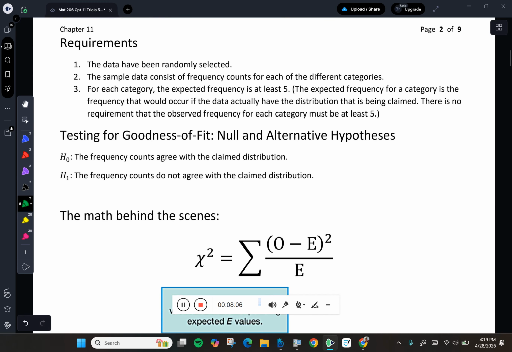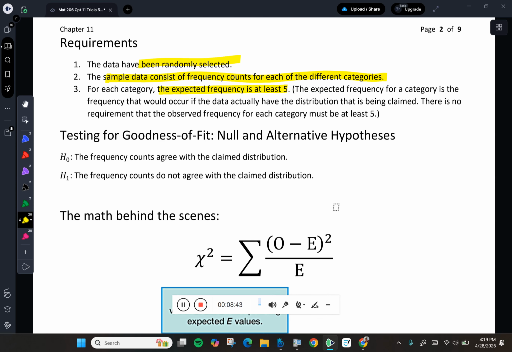The requirements to run one of these tests are, of course, as always, your data is supposed to be random. The sample data consists of frequency counts for each category, and the experiment has to be big enough. That is, the expected frequency for each category has to be at least 5. Not the observed frequency, the expected. If I expect to see at least 5 of each color of M&M, then I've got a big enough experiment that I can run a goodness of fit test.